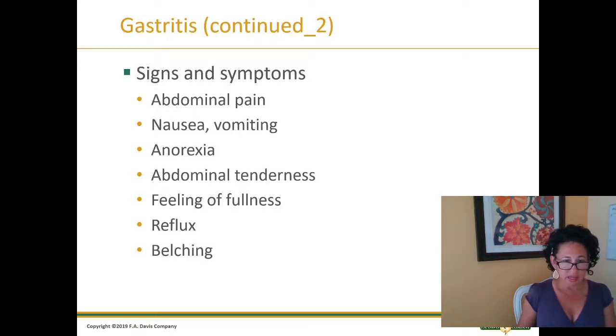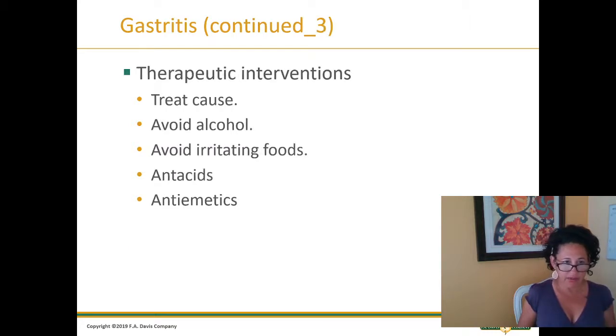Signs and symptoms: abdominal pain, nausea and vomiting, anorexia. We see abdominal tenderness, feelings of fullness, reflux, and belching or burping. So this is from just what we have, our common gastritis. A lot of people can have this. Again, it can be mild to moderate to severe. What do we do?